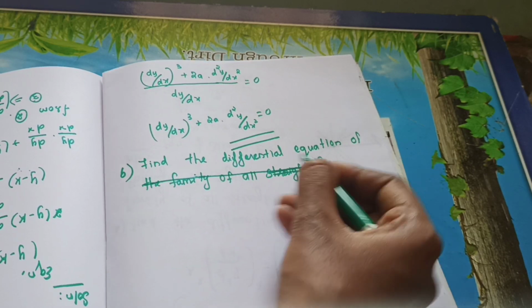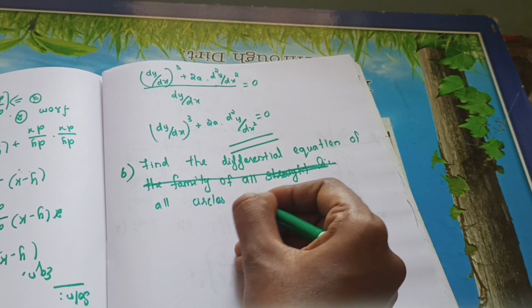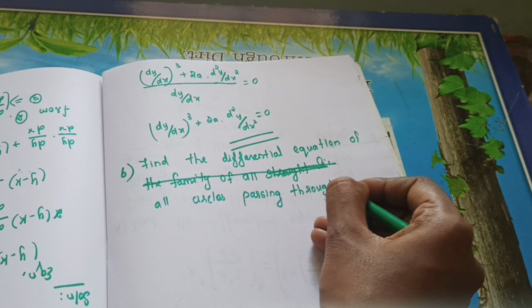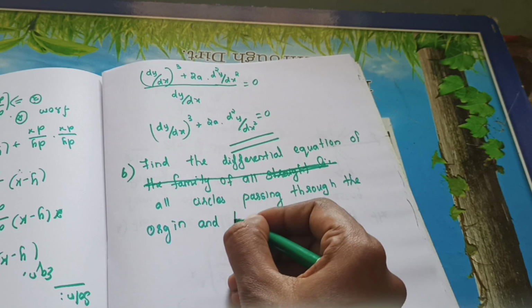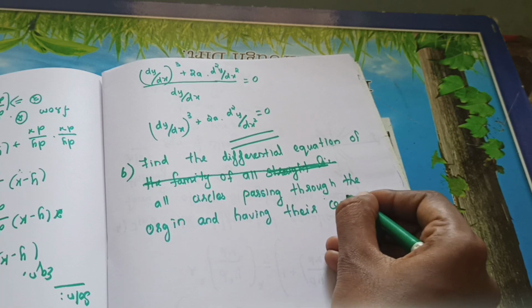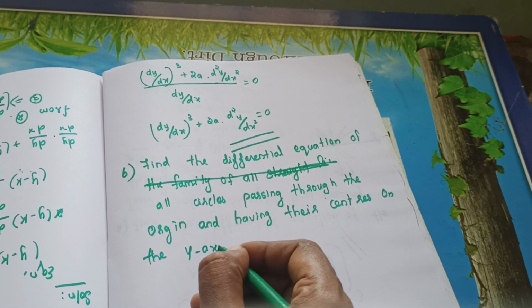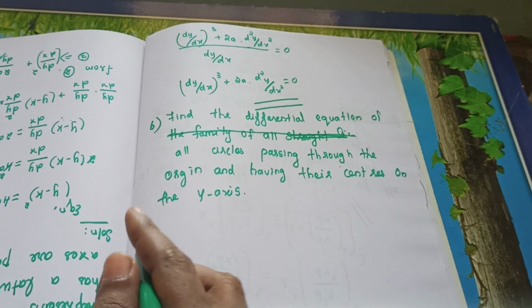Find the differential equations of all circles passing through the origin and having their centers on the y-axis. Okay, so find the differential equations of all circles passing through the origin and having their centers on the y-axis.